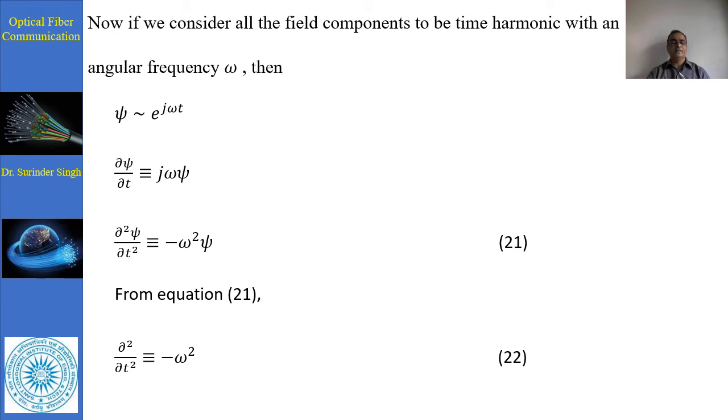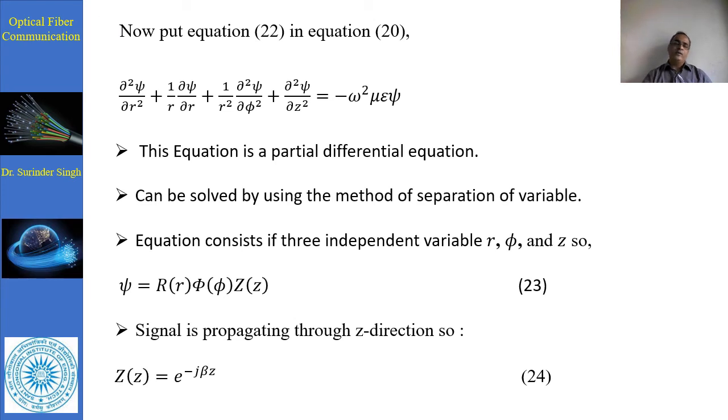Whenever we take the square, there is j square omega square, and j square is equal to -1. So from this equation, basically we can say that d square upon dt square is equal to minus omega square. That expression emerges from this formula. Next, if we apply this into equation 20, we obtain the right hand side equal to omega square mu epsilon, times the psi component.